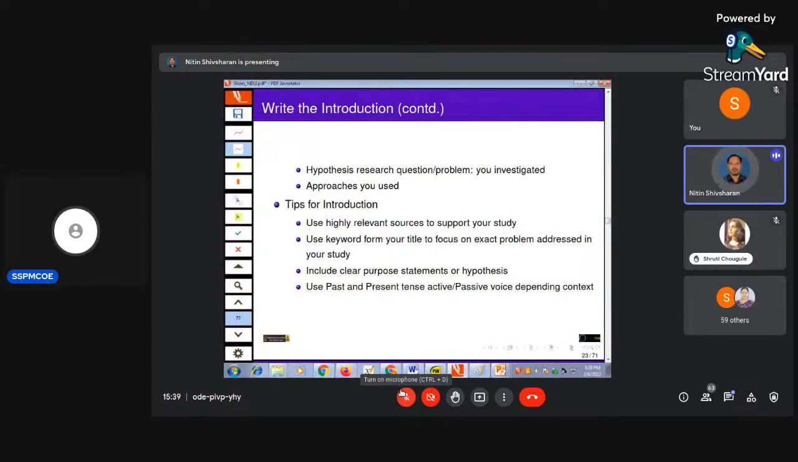Tips for writing the introduction: use highly relevant sources, use a keyword from your title to focus on the exact problem addressed in your study, include clear purpose statements or hypotheses, and use past and present tense while writing your introduction section. We should take care of which tense we are using. Past and present tense, both active or passive, depending upon the context, we can choose this type of writing style.